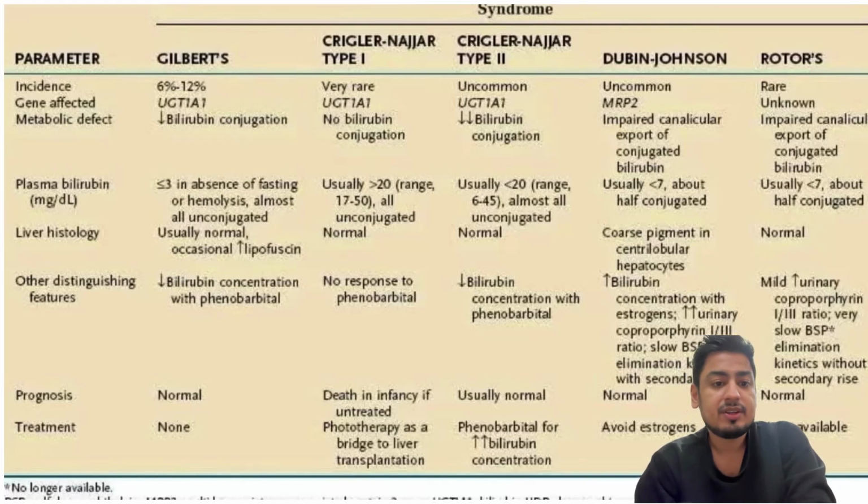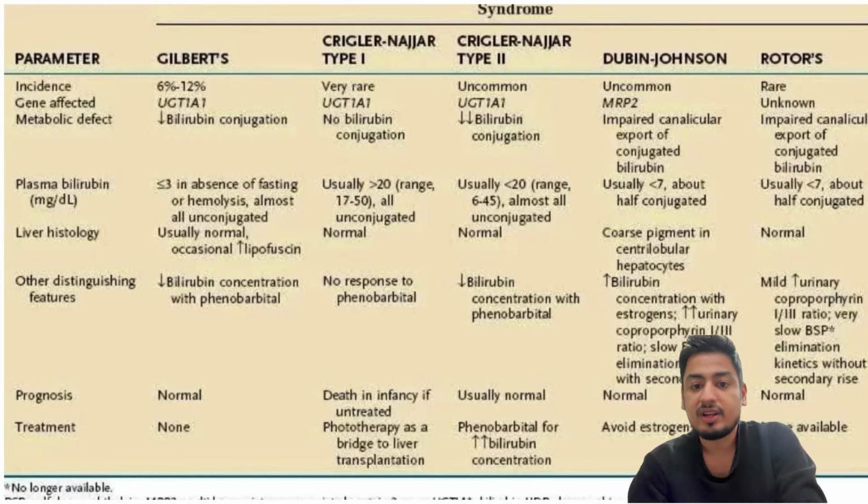Now, other distinguishing features: in Gilbert, there would be decreased bilirubin concentration with phenobarbital. And in Crigler-Najjar 2, again, there would be decreased bilirubin concentration with phenobarbital because phenobarbital increases the conjugation of the bilirubin. While in Crigler-Najjar 1, since there is no conjugation at all, there is no response to phenobarbital. In Dubin-Johnson, there is increased bilirubin concentration with estrogen. That's why estrogen has to be avoided in them.